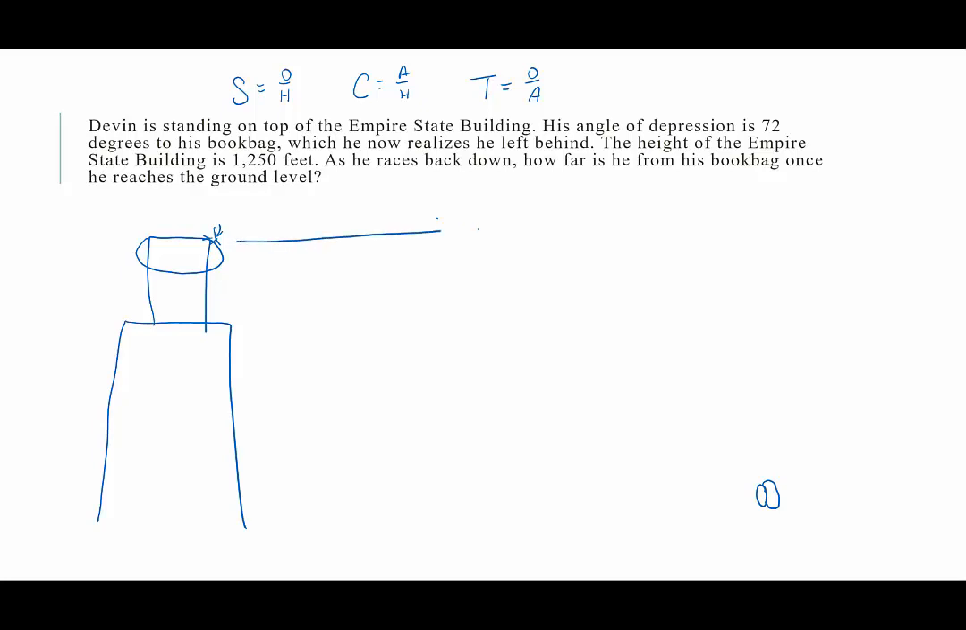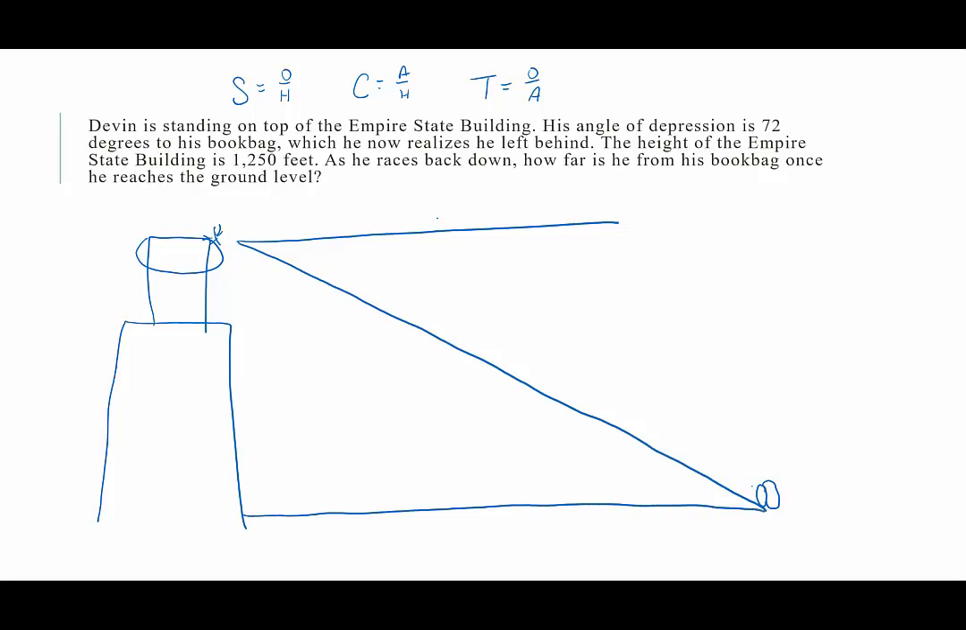Now, that's great and all, but we don't really want to use that value. So I'm just going to do that. That's his line of sight. This is how he's looking down. He sees his backpack. We also have the distance from the Empire State Building to the backpack on the ground level. We're going to forgo all the buildings that would be in between his backpack and the Empire State Building.